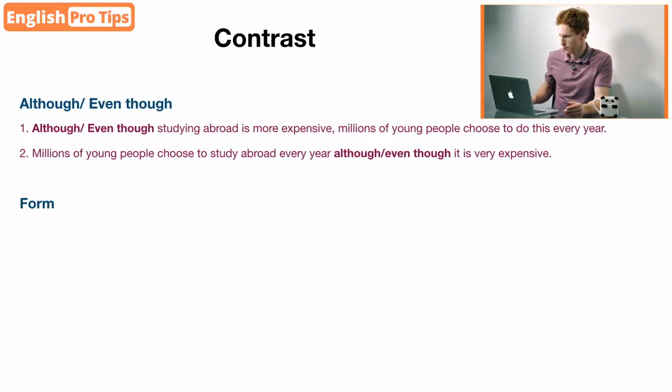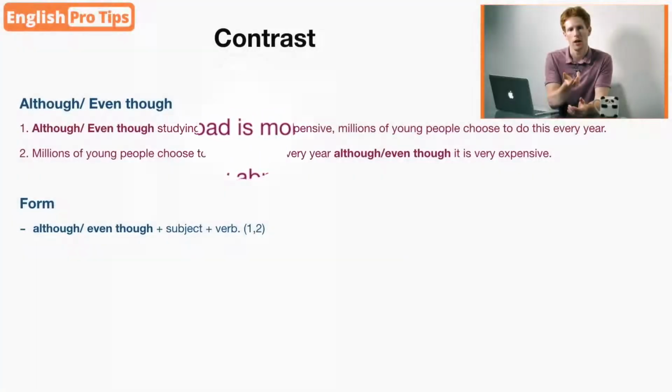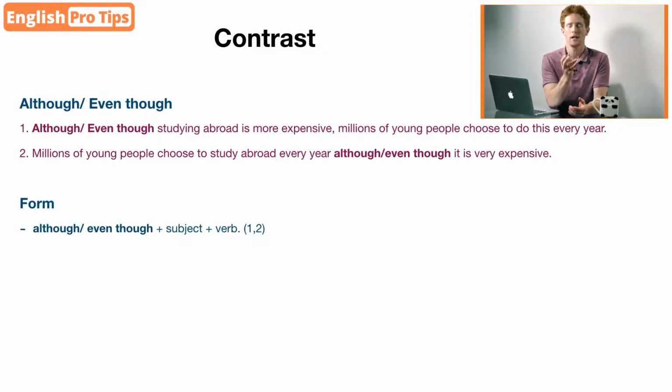Okay, so we've seen two sentences that we can use with although and even though. Let's have a look at the form. Well, first of all, we use although or even though, and then a subject and then a verb. So when we have a subject and verb, we often call this a clause. So if we look at the first sentence, we have although, even though, studying abroad is more expensive. So studying abroad is the subject and is the verb. So studying abroad is more expensive is a clause. So we have although, even though, and then a clause.